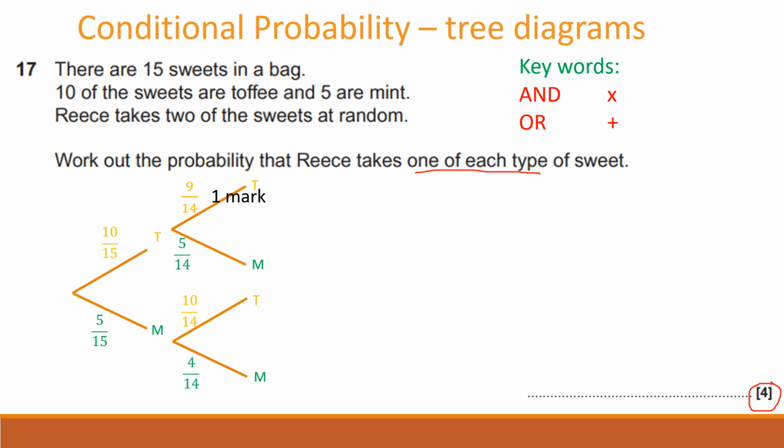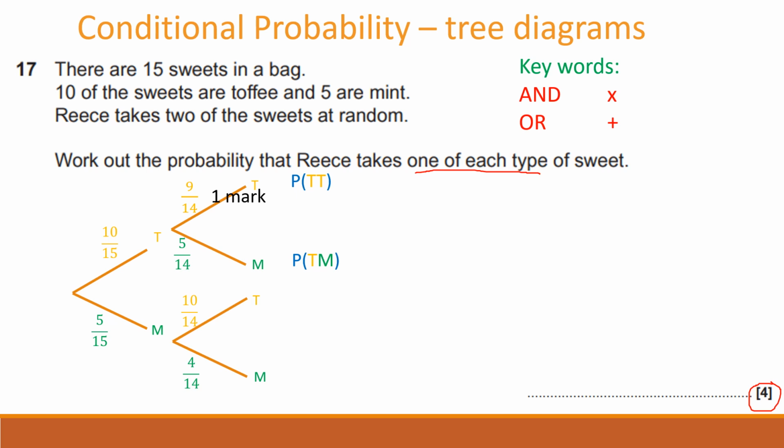Now we've got to work out the probability that he takes 1 of each type. So I need to look along the strands to work out what the different options are. So I could have a toffee and a toffee. Now the P with the brackets means the probability. So I could work out the probability of getting a toffee and a toffee.